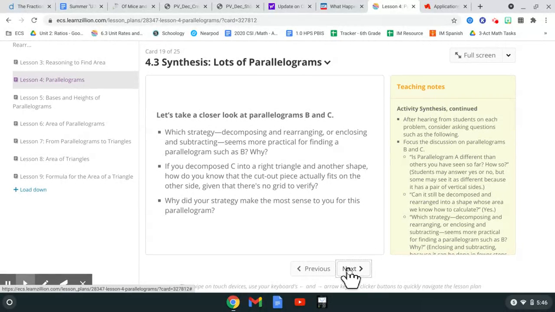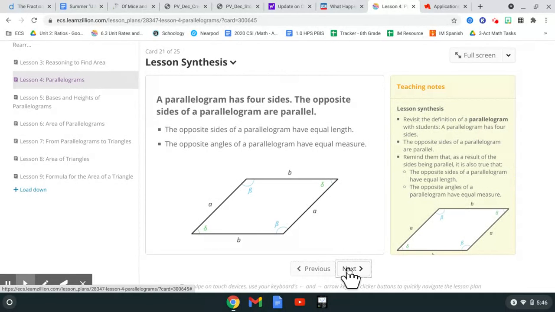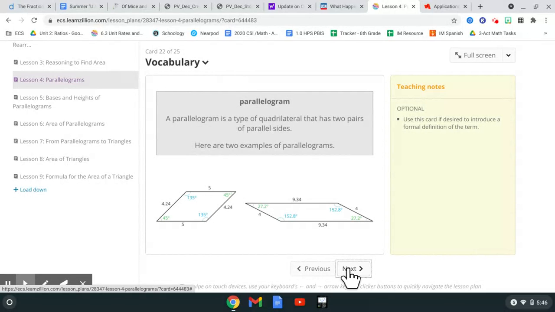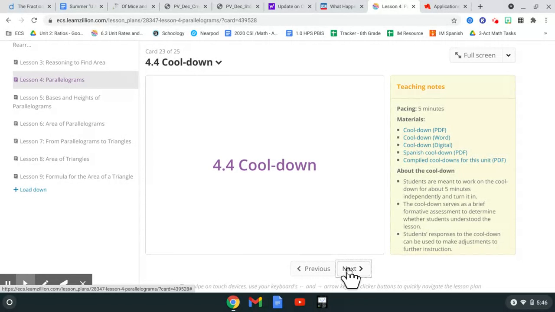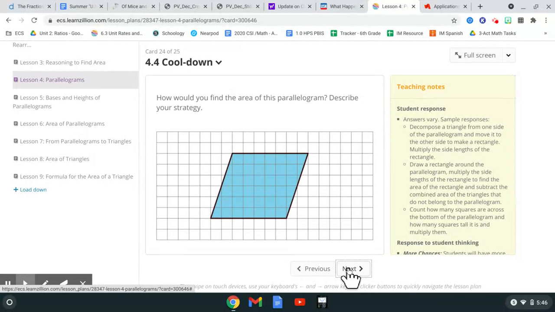All right. So you guys hopefully have talked to each other about that. We're just going to go quickly through the synthesis. A parallelogram has 4 sides. The opposite sides of a parallelogram are parallel. The opposite angles of a parallelogram have equal measure. The opposite sides have equal length. I just said that backwards as to what it's showing you, but you get the idea. A parallelogram is a type of quadrilateral that has 2 pairs of parallel sides. Here are 2 examples.